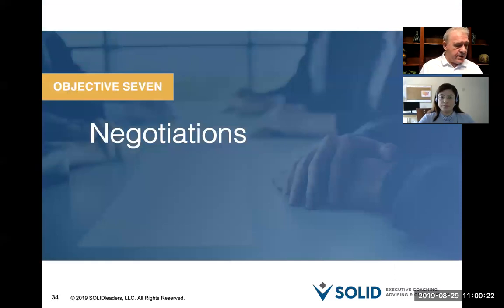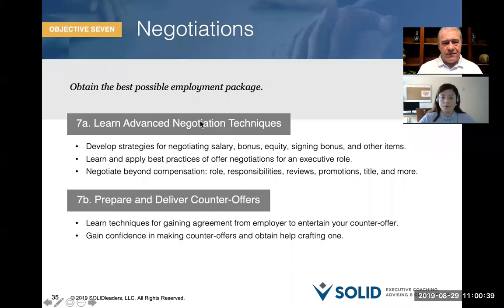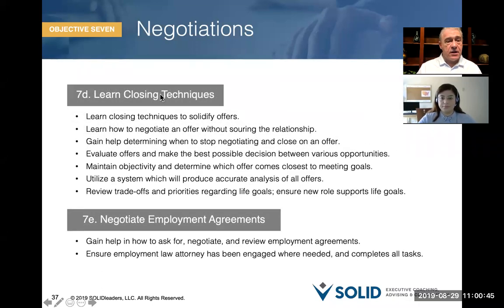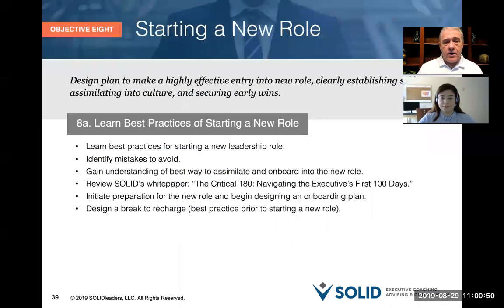I can't resist. I know we don't have really any time left, but I did sit down with a client recently, and he took a psychological profile, and I was right there next to him, helping him to figure it all out. Okay, objective 7, negotiations. Very quickly, learn advanced negotiation techniques, prepare and deliver counter offers, learn how to conduct due diligence, learn closing techniques, and negotiate employment agreements.